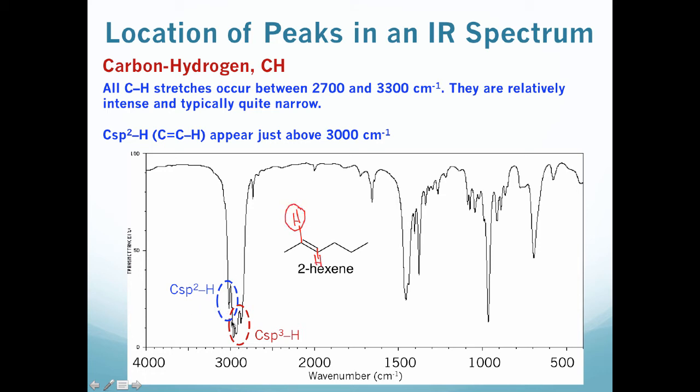That's what we see right here above 3000 wave numbers, circled in blue. Now, of course, 2-hexene also has a lot of sp3 hybridized carbons that contain hydrogen, and we can still see those stretches just below 3000. So these sharp, distinct peaks just above 3000 are very diagnostic for alkene hydrogens.